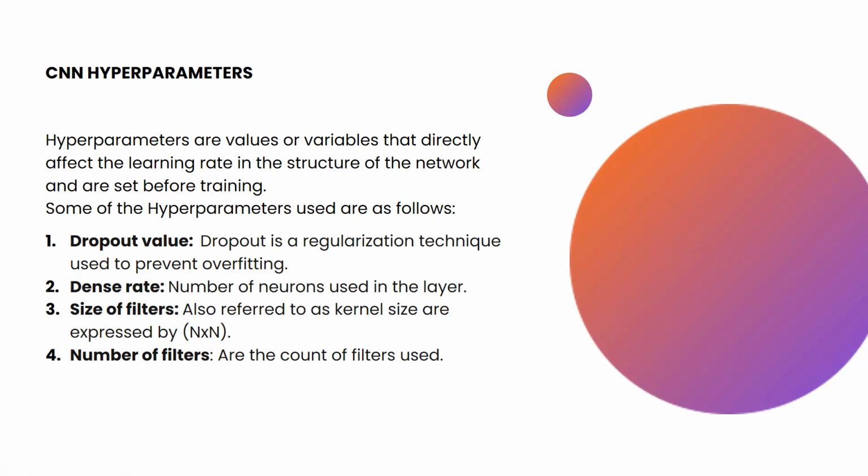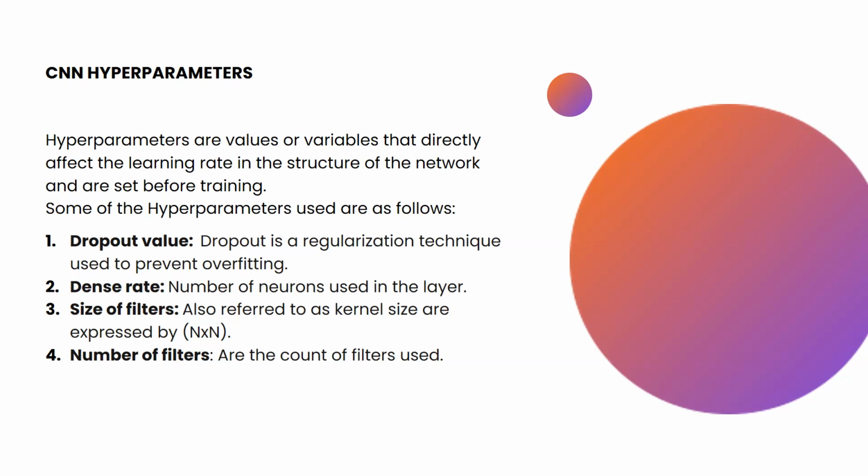For dropout value, this is a regularization technique used to prevent overfitting. Preventing overfitting improves validation accuracy, hence boosting the generalization power. For dense rate, this is the number of neurons used in the layer.